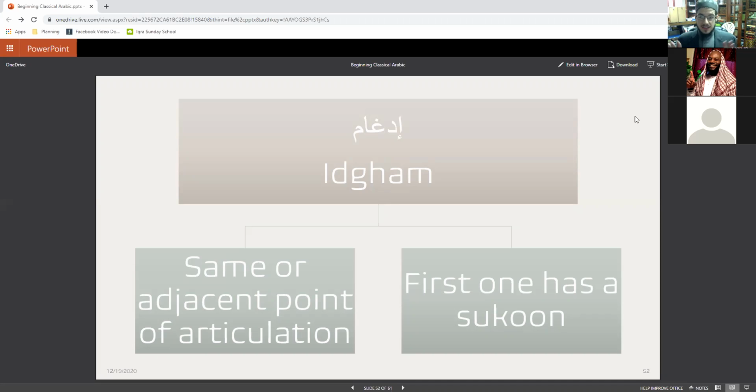Excellent, good. So if the lam is pronounced at the front of the tongue, then anything else that's pronounced at the front of the tongue is going to have the lam merged into it. Anything that is pronounced close to that area, an adjacent area right next door, is also going to have the lam merge into it.